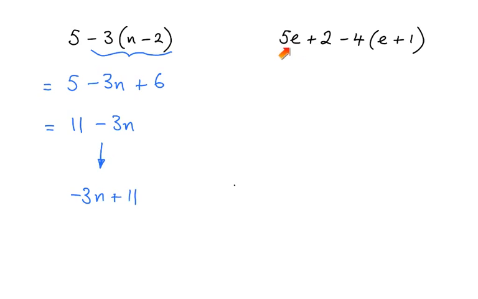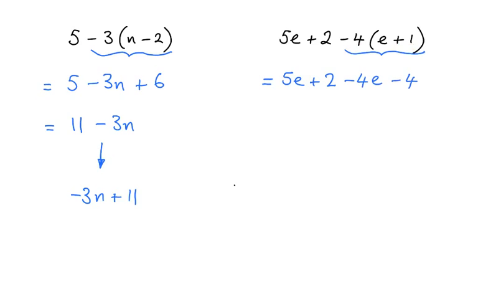Now in the second question, the 5e and the positive 2 are totally separate to the bracket. The bracket is being multiplied by negative 4. So once again, let's write the 5e and the plus 2 down. We start off by writing 5e plus 2. Now we've got to focus on multiplying the e plus 1, which is in the bracket, by minus 4. So minus 4 times e is minus 4e, and minus 4 times positive 1 is minus 4.